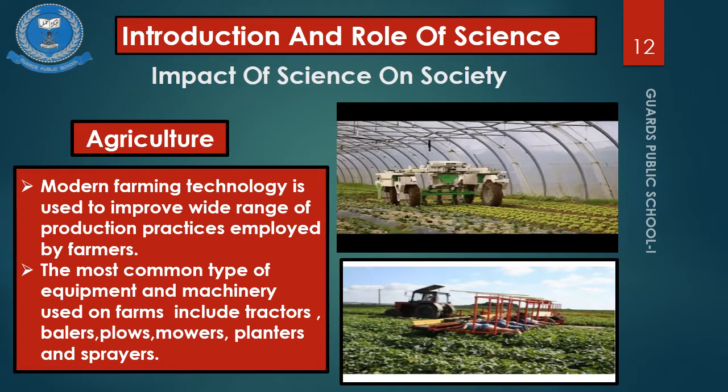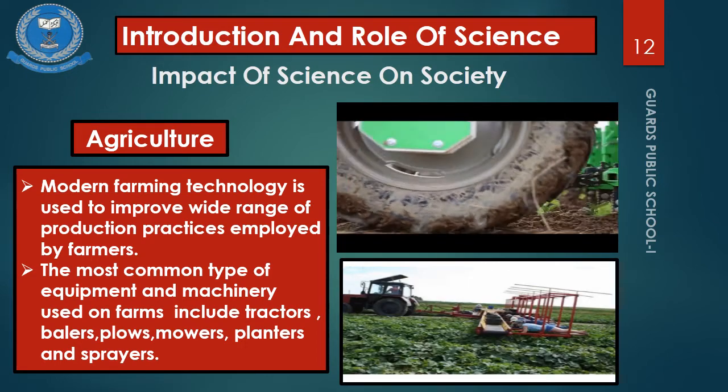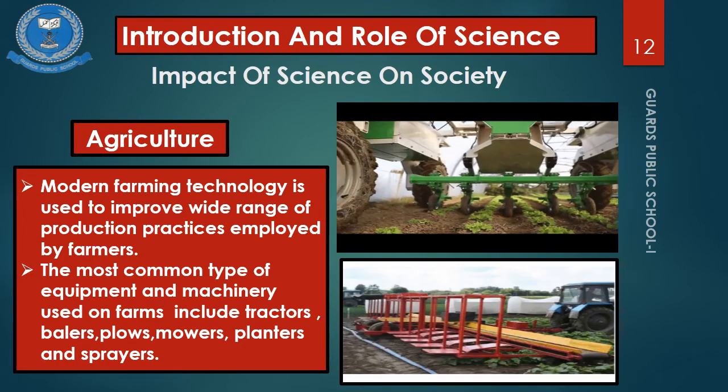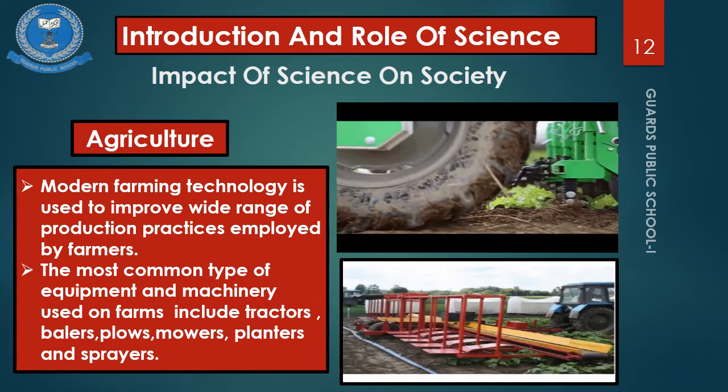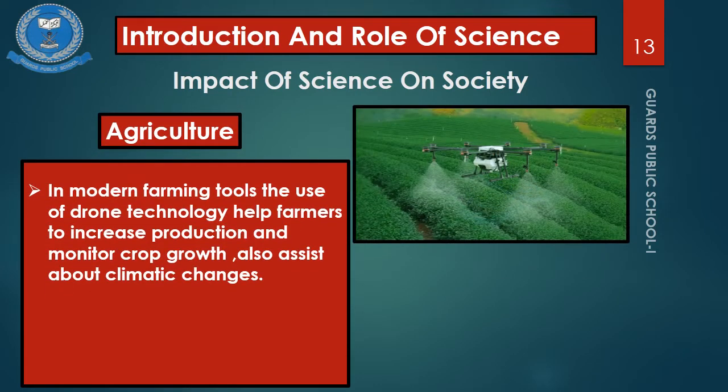Modern farmers use a harvester which cuts the crop. A harvester can be combined with other machines that thresh and clean the grains as well. Among modern farming tools, the use of drone technology helps farmers to increase production and monitor crop growth. It also assists with climatic changes.